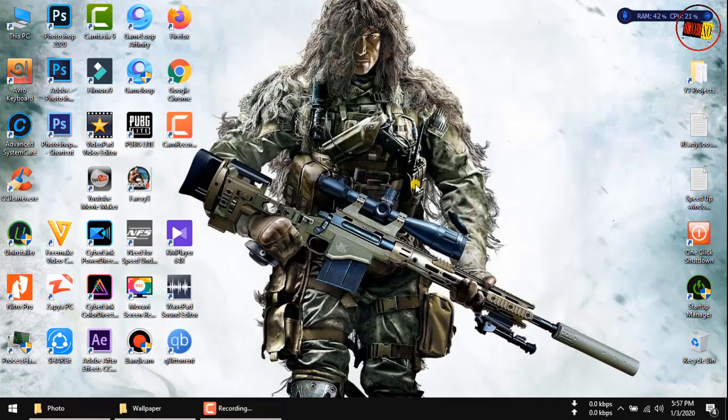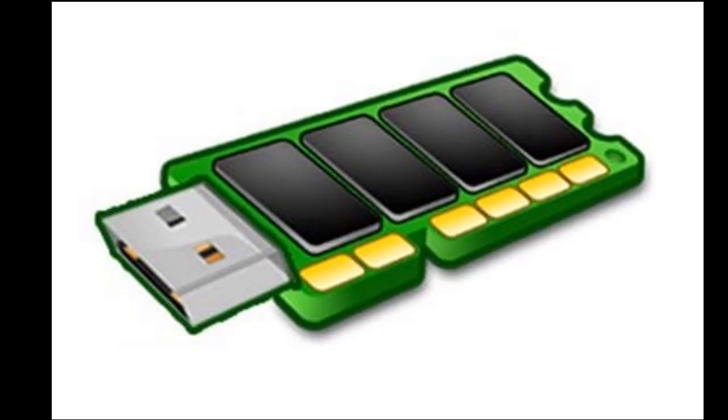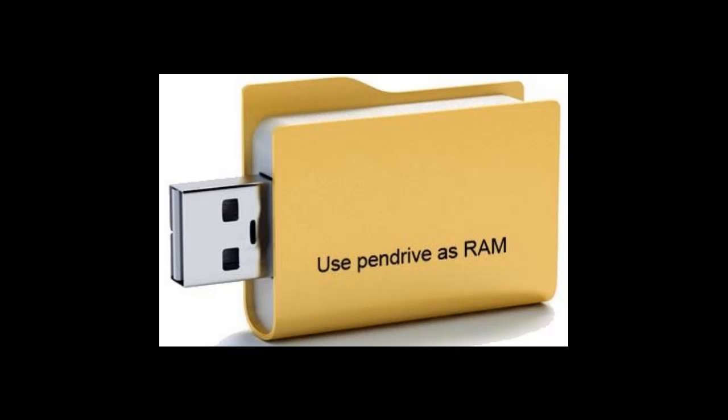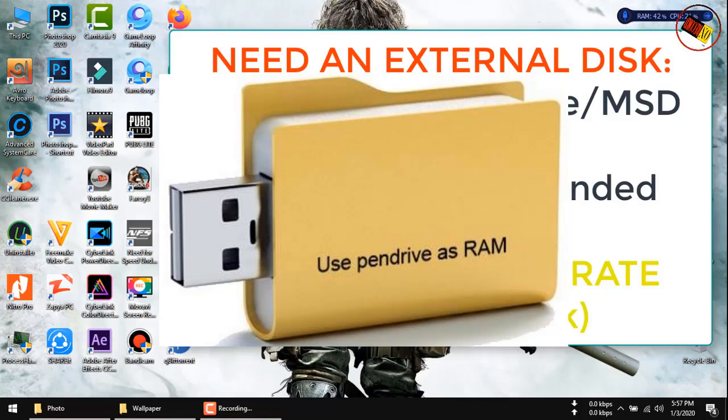Today we are going to use a Pendrive as RAM. If you have very low RAM, then you can increase RAM by using a Pendrive. ReadyBoost increases your RAM. If you have 2 GB RAM installed, ReadyBoost can add 2 more GB, or 4 GB, to the system, so that the system can run smoothly.